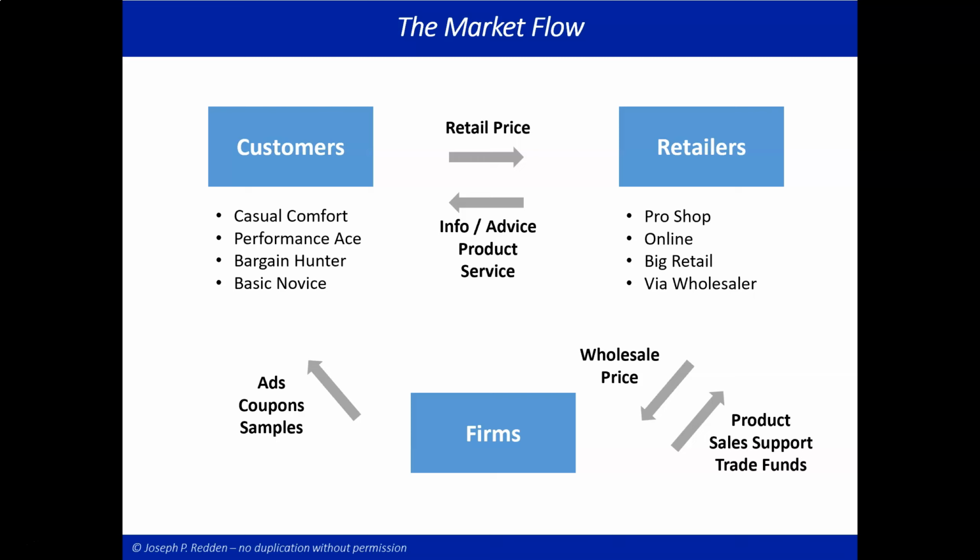So the consumers or customers will pay the retail price to those retailers. In exchange, the retailers give those customers information about the products, and advice on which product may be a good fit. They supply the products, provide them on the shelf and help install them, and last, provide service in terms of stringing your rackets and any follow-up issues customers may have.